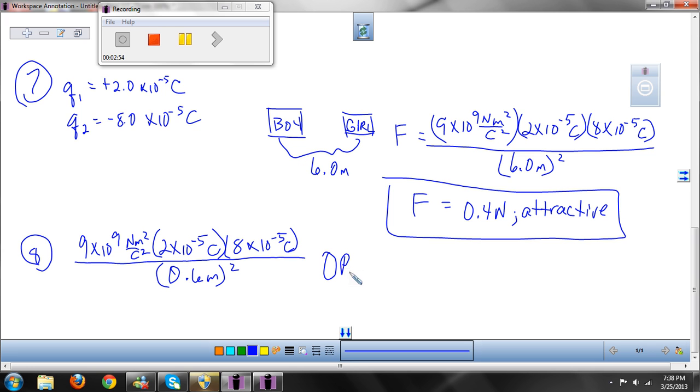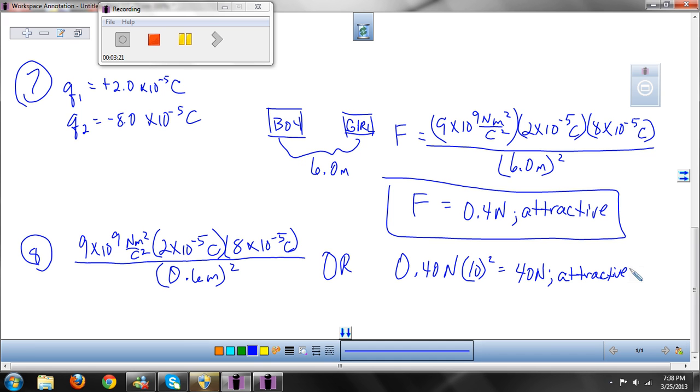Or what I said was, okay, 0.40 newtons. And then my value went from 6 meters down to a tenth of that, and a tenth squared is 100. So they should be 100 times more attracted to each other, and so 0.4 times 100 is 40 newtons. And that's my new force, and it's still an attractive force.